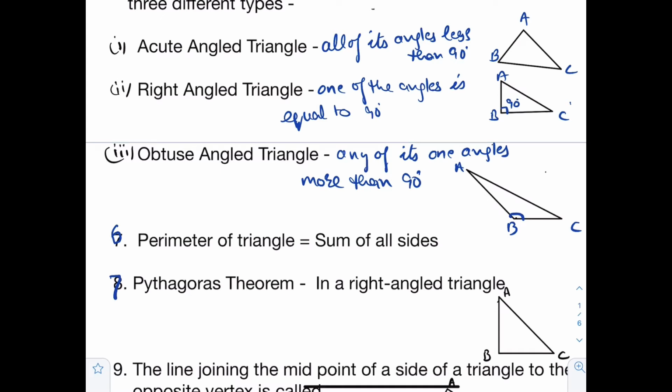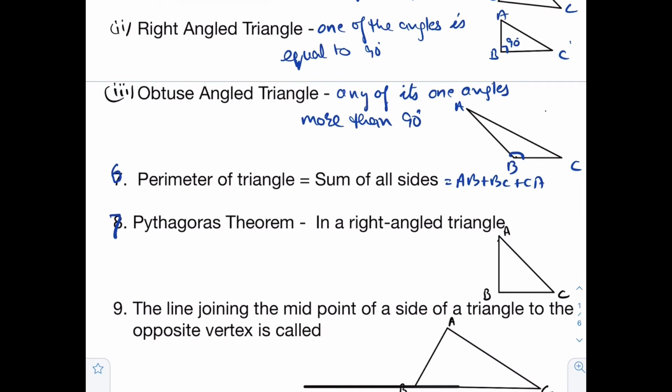Now next one is perimeter of triangle. Perimeter of a triangle is equal to the sum of all sides, means AB plus BC plus CA. So perimeter of a triangle is equal to sum of all sides. Then Pythagoras theorem. Pythagoras theorem is valid for a right angle triangle. So suppose we have triangle ABC and angle B is 90 degrees. So in this case, AC square equal to AB square plus BC square. This is Pythagoras theorem.